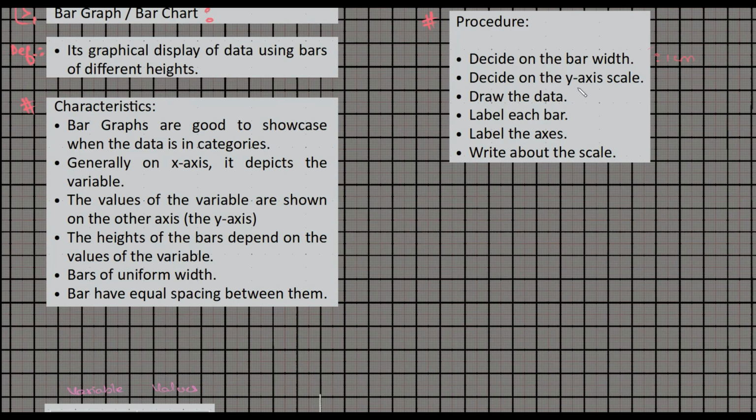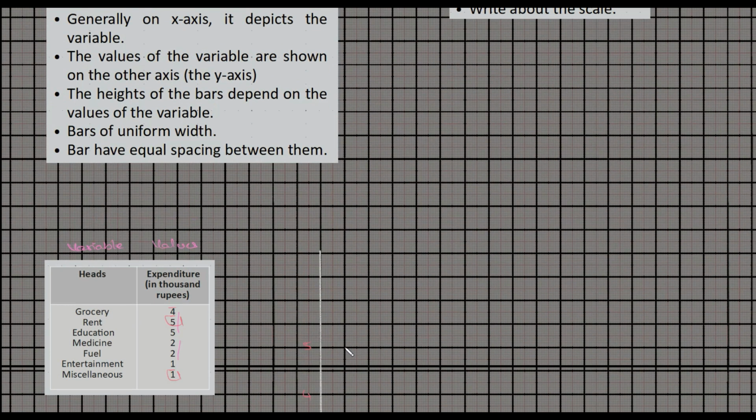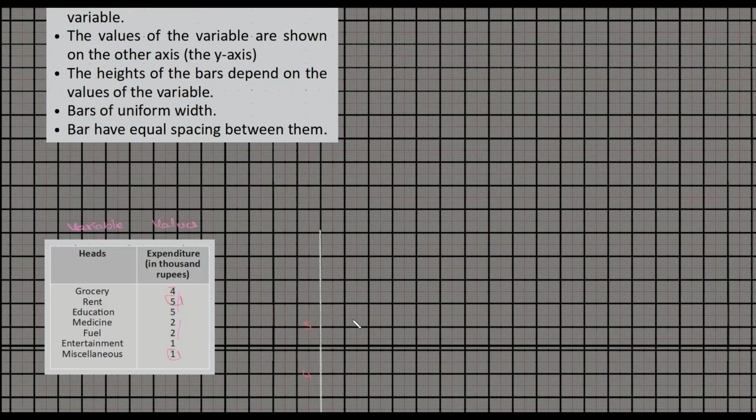Decide on the y-axis scale. So scale depends on the values, and the lowest is 1 and the highest is 5. So the range is 4. 1 to 5, so the range will be 4. So we have quite a long line. So for every 2 centimeter we can take 1, plus 1, plus 1, plus 1, and plus 1. And here we will have, after this, what do we have? Draw the data. So for every scale we'll be writing about the scale in the graph itself. So let me draw the data over here.